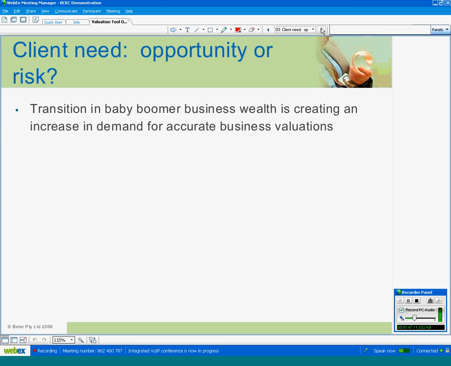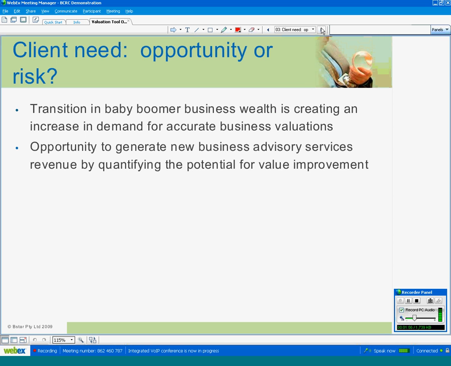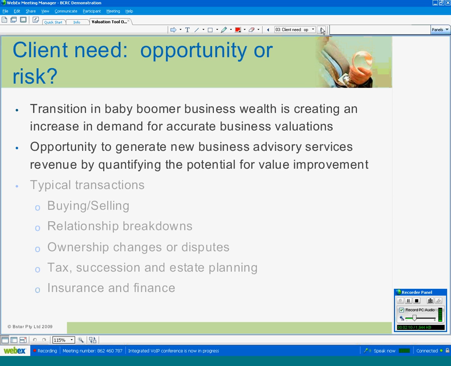The transition in baby boomer wealth to retirement means business valuations are in high demand, as business owners want to know what their business is really worth prior to selling. The calculator's sensitivity function provides alliance partners with a powerful value add to their clients' businesses by quantifying the future improvement in business value. Typical transactions include a range of needs-based advice services, including buying, selling businesses, to tax, succession, and estate planning.